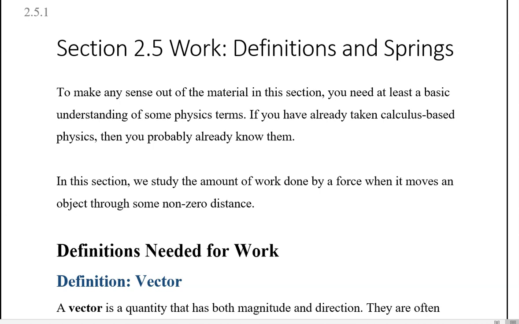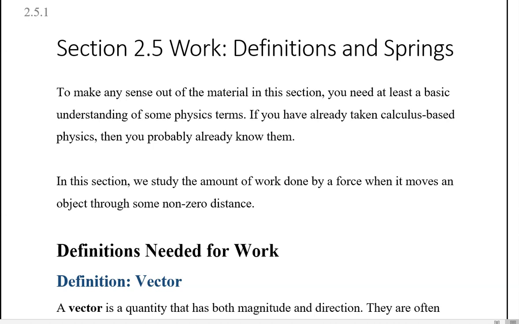This is the first of a two-part video series discussing work as it relates to mathematics. In this first video, we'll be talking about different definitions that you'll need to know from physics. Then we'll talk a bit about mass density, and then we'll talk about Hooke's law and how it applies to spring systems.